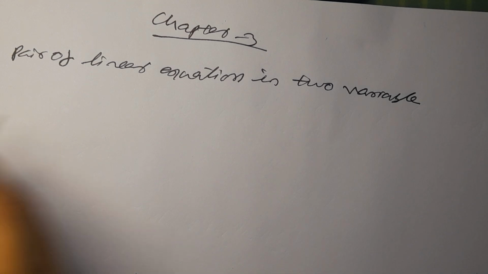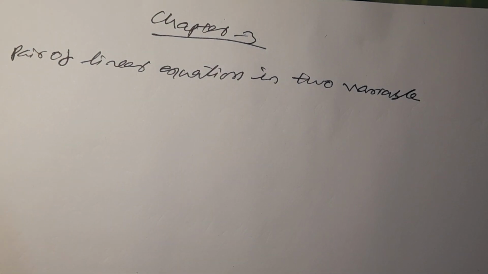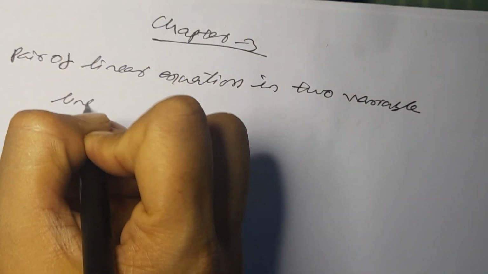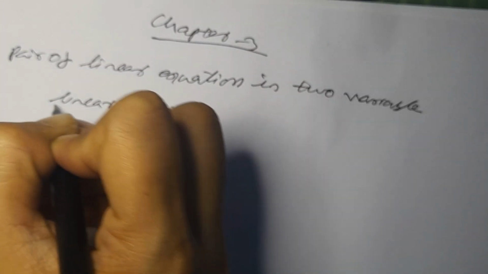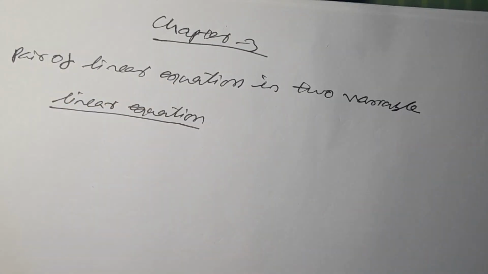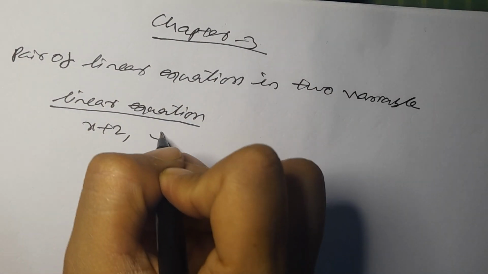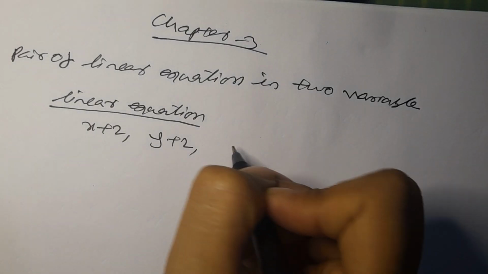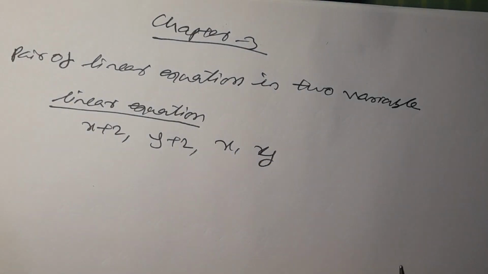What does it say? First, pair. What is a pair? It means two. Pair of linear equations. What is a linear equation? A linear equation means the equation has the highest power 1, that is x plus 2 or y plus 2, or only the y or x. All these are linear equations. Why is it a linear equation? Because it has the highest power 1.